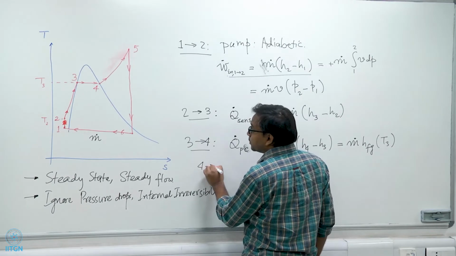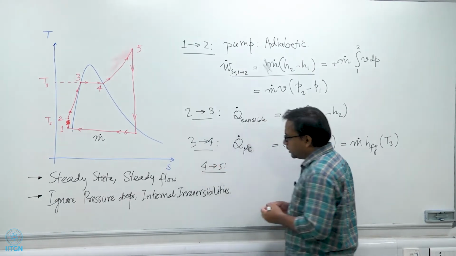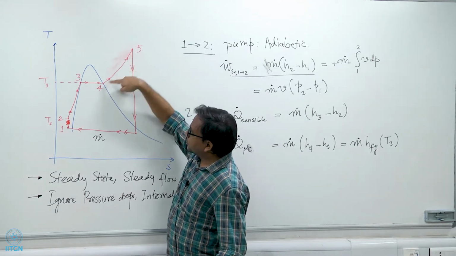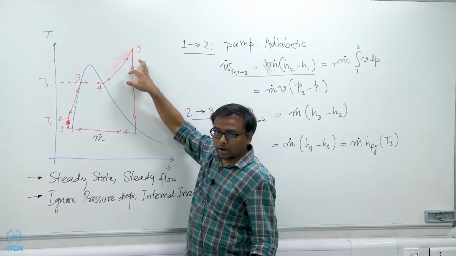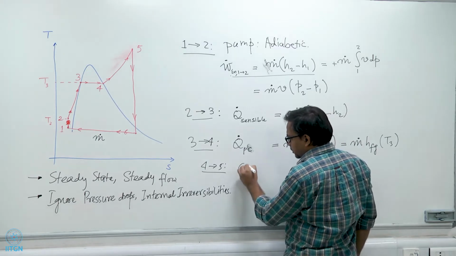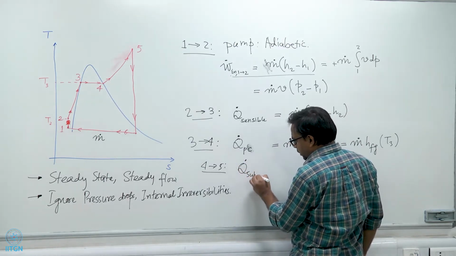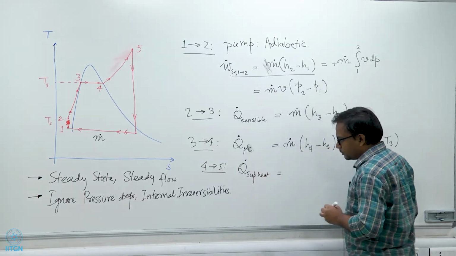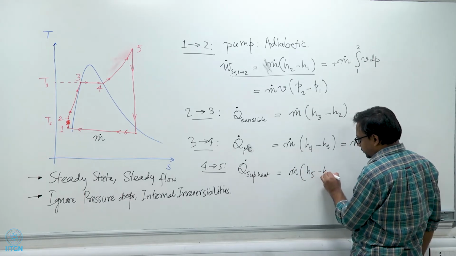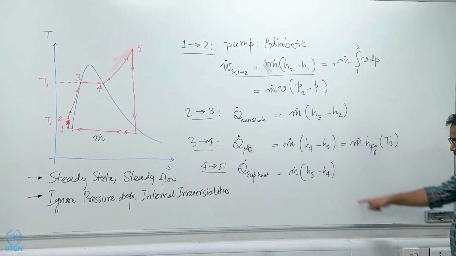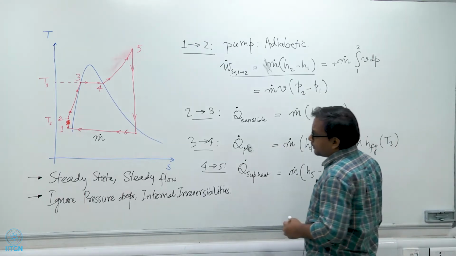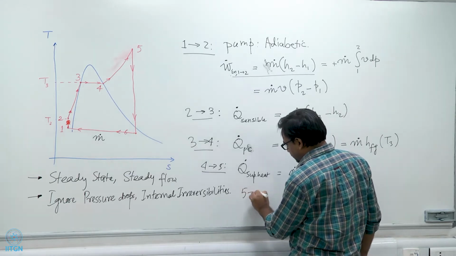Then 4 to 5, this is superheating. This is again very simple, you apply the first law of thermodynamics for the process 4 to 5. Again recall that there is no work output, only heat is being supplied, and steady state steady flow assumptions are there. So, Q dot superheat is nothing but m dot times H 5 minus H 4, this is for water vapor.